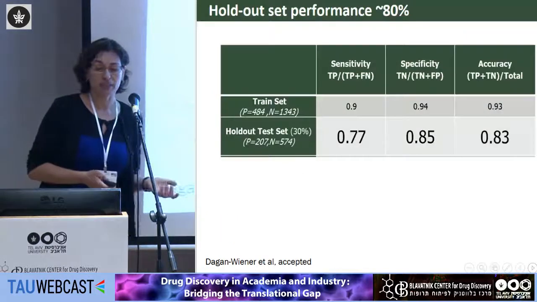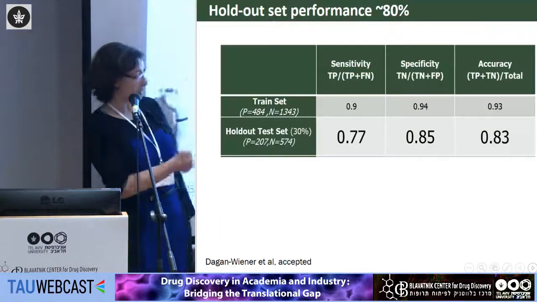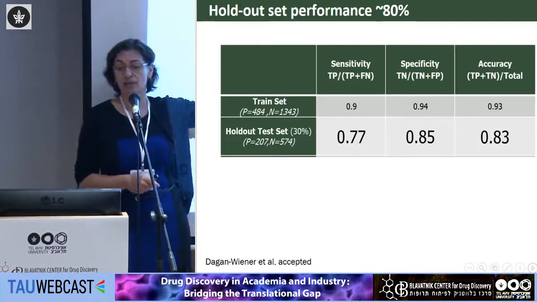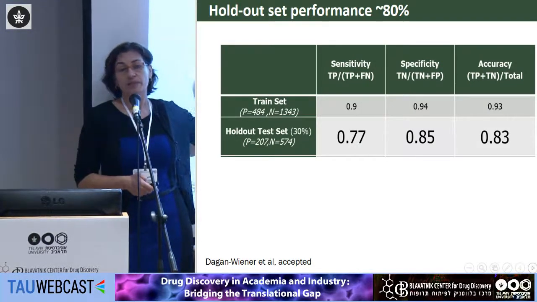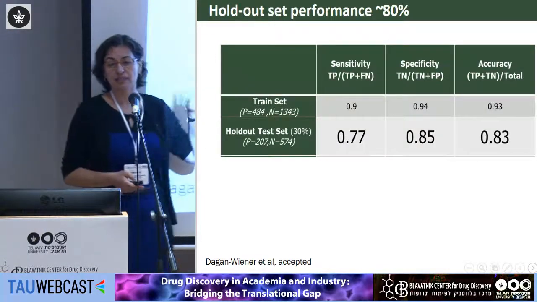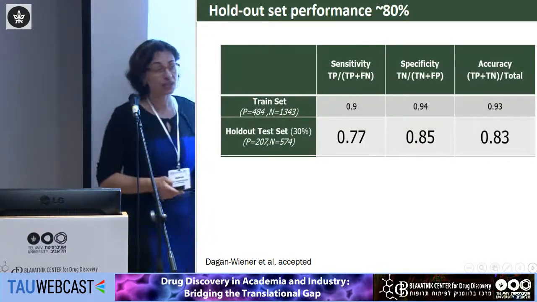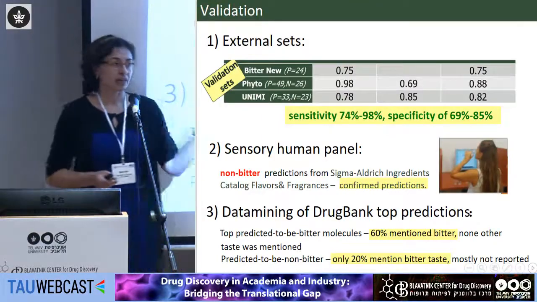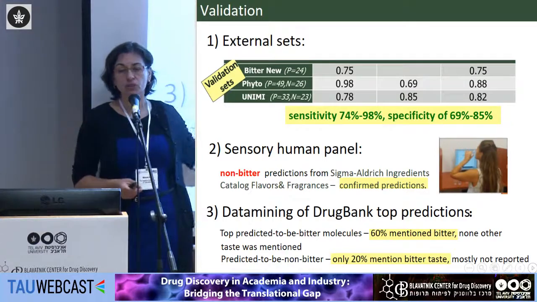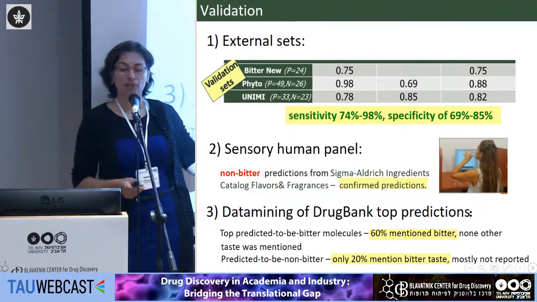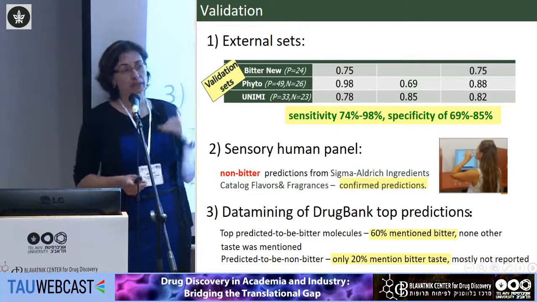What is quite a good prediction? Here you see the training set, but of course more important is how it does on the holdout set. And we see that on the holdout set, we're at about 80% sensitivity, specificity, and accuracy. And then of course we need to repeat it for external data sets that were not used, not seen by us at all. We did it with external sets that were published later, and with a sensory human panel, which we did ourselves.